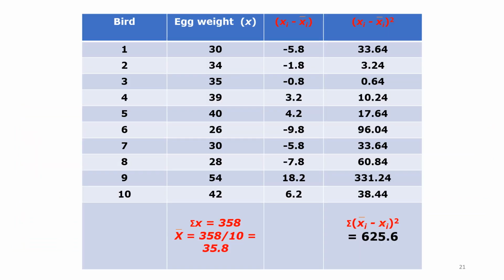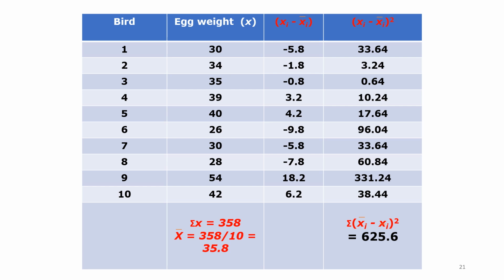So in this slide, what we have is the egg weight. This egg weight is collected from 10 different birds. And so these are the egg weights. So when we sum up, we have 258. This is the mean, and that is 35.8.